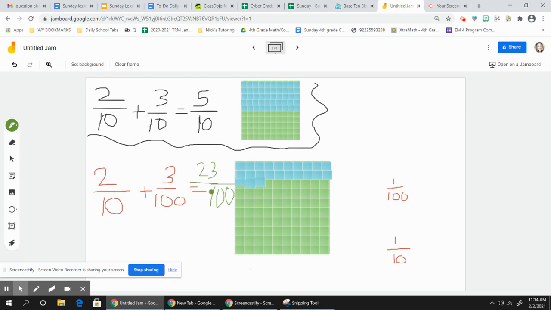So it's very different adding tenths and hundredths. The top is an example of adding just tenths. 2/10 plus 3/10 equals 5/10. But on the bottom, we're adding 2/10 plus 3 hundredths. And we get a very different answer. We get 23 hundredths.